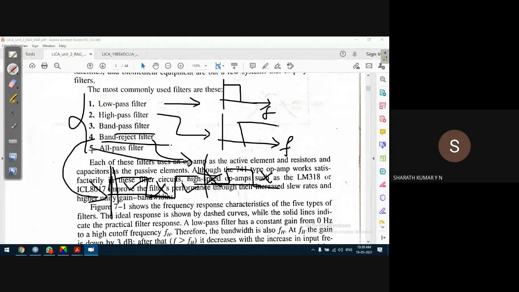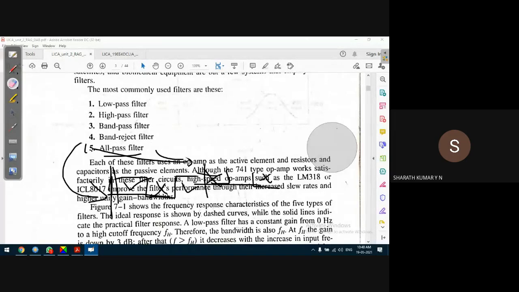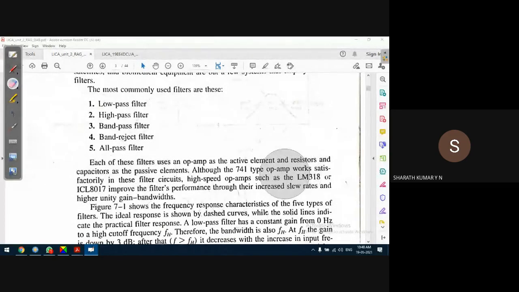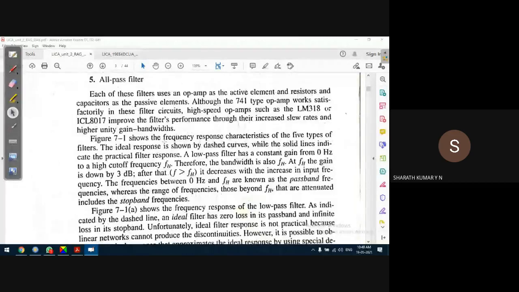An all pass filter will allow signals of all frequency ranges, from 0 to the maximum frequency which can be handled by the operational amplifiers. Each of these filters uses an op amp. Op amp has an advantage over BJT transistors, so op amp is used in most of the active filters. As the active element, op amps are used, and resistors and capacitors are used as passive elements, because, as I said, op amp alone is of no use.